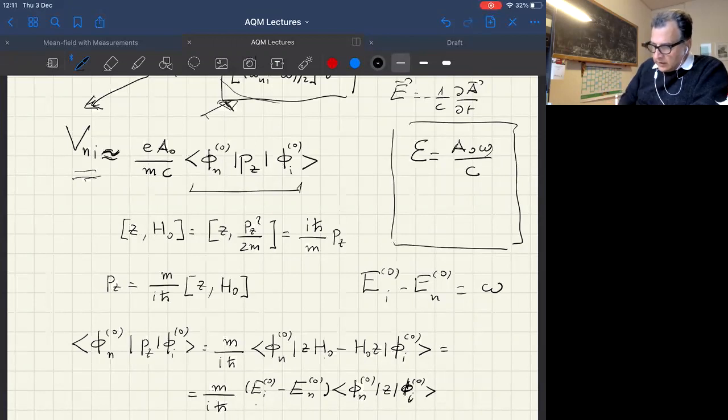Okay. In fact, you see that here there is an I. So when I apply H0 to phi 0, I get E0 I. When I apply this term to this phi, I just get E zero I. Then I have minus this term here, which generates E zero N, okay? And the matrix element is the same, and I simply made a mistake in writing.